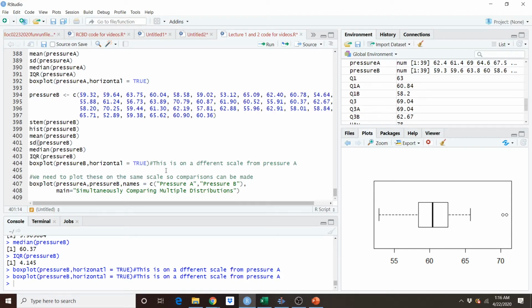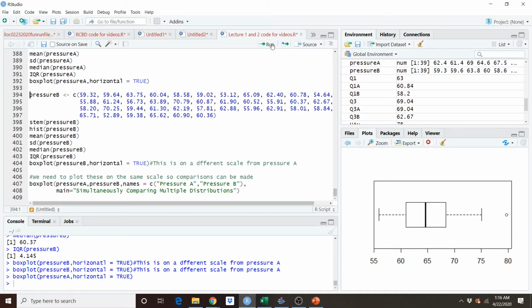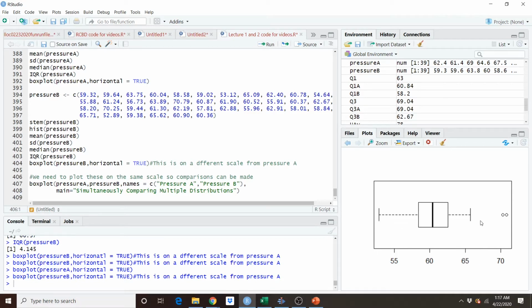Pressure B is on a different scale from pressure A. I'm going to run the box plot for pressure A again, and I want you to watch what happens on this x-axis. I go from 55 to 80 in pressure A. However, for pressure B, I go from below 55 only up to about 72. So now I'm on different scales. And this poses a problem because it's difficult to tell if there are any differences between these two distributions since they are on different scales. So what we should do is put these on the same scale.